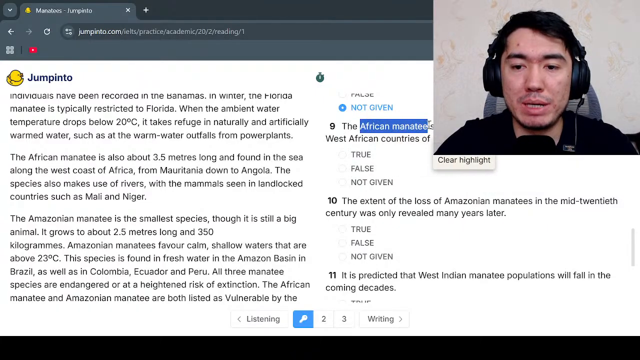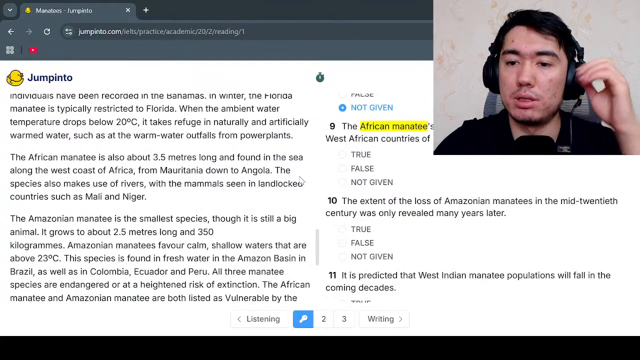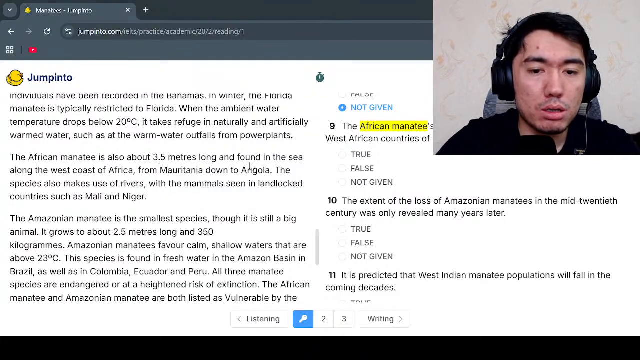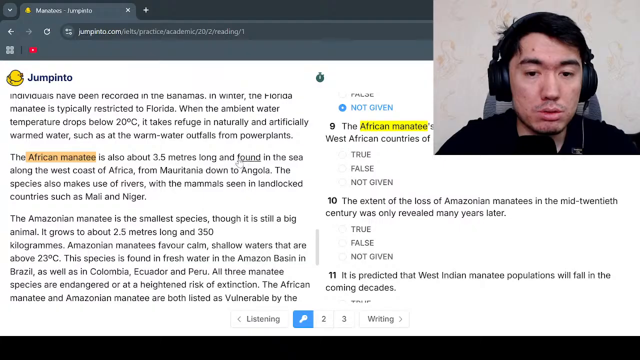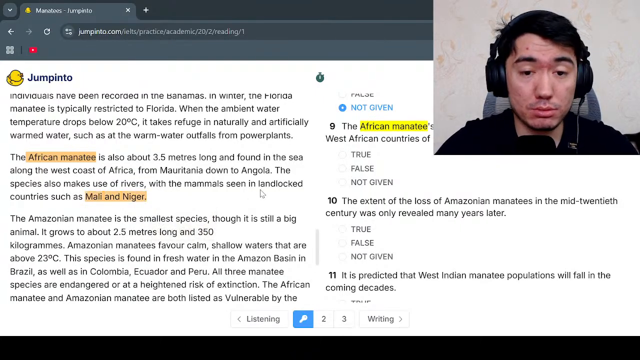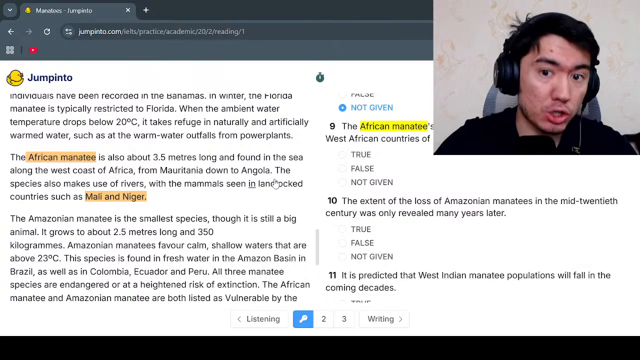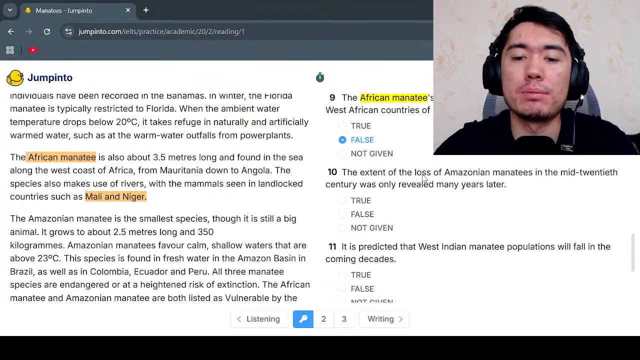But anyway, the African manatee, is it limited? My keyword. Is it limited here between these places, or can it go beyond them? On the sea, there's the keyword. Down to Angola is also about and found in the sea along the west coast. The species also make use of rivers, with the mammals seen in landlocked countries such as Mali and Niger. I don't know. It lives here as well as here, so it's not limited to these two places. It's found elsewhere as well.